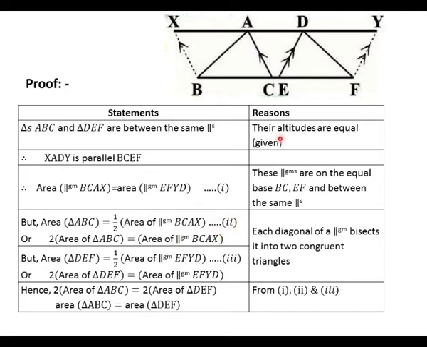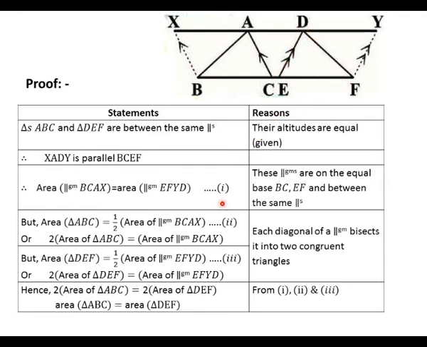Using the same arguments, we can say the same thing about the second parallelogram, that is EFYD. In this, DF is behaving as the diagonal, so it will split this whole parallelogram into two congruent triangles, and in other words, I can also say that area of this whole parallelogram will be equal to 2 times the area of triangle DEF.